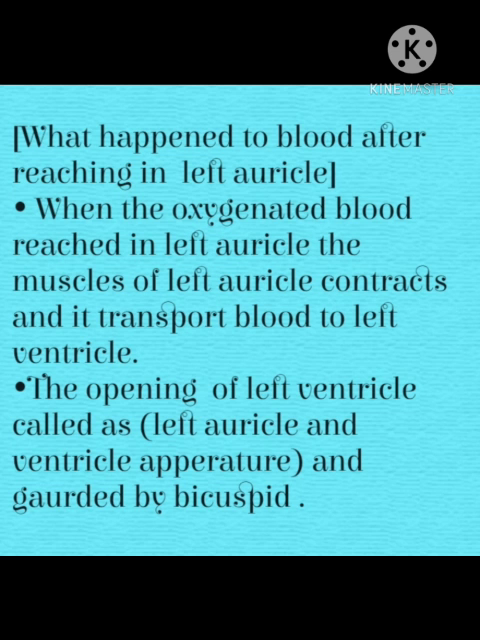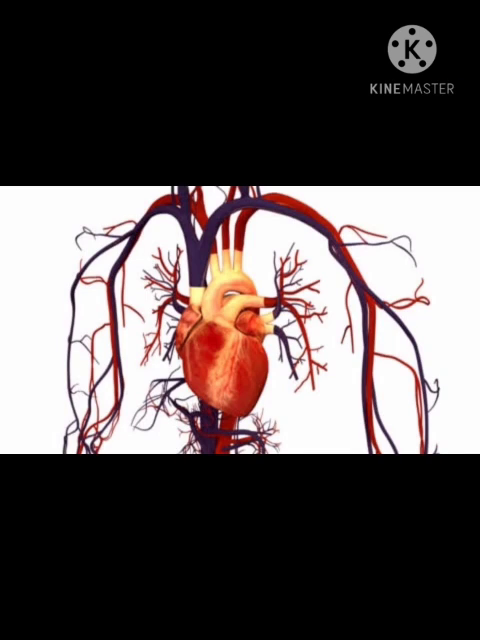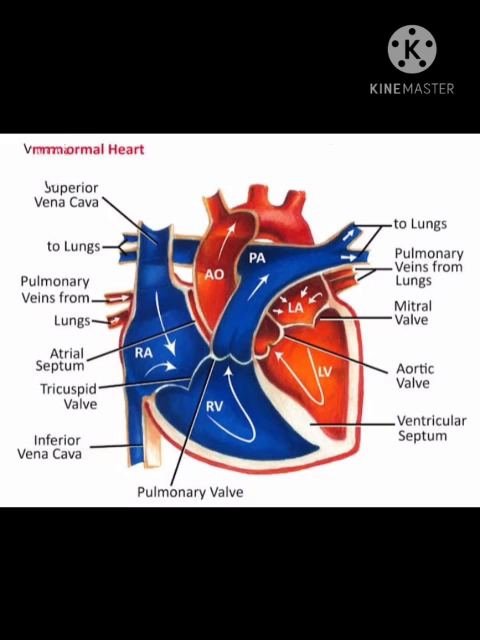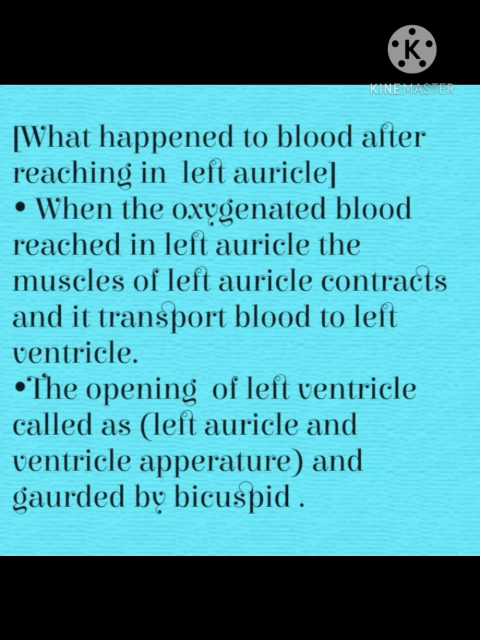So now how does oxygenated blood reach the left auricle? The pulmonary arteries transport blood to the pulmonary veins, which carry oxygenated blood. That means it contains oxygen. These pulmonary veins enter the left auricle. The entrance is guarded by the aorta.